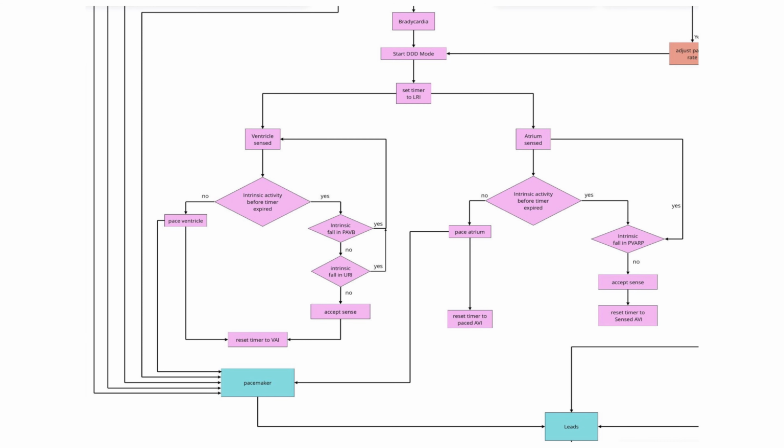The main method in this mode is that it will start with the initial timer that is programmed by the device. For both ventricular and atrial pacing, if they cannot sense any intrinsic activity within the timer period, they will pace the heart. If there is any sensed intrinsic activity within the timer period, it will consider if that sensed event can be accepted or not, using different criteria for ventricular and atrial pacing as shown in the flowchart. Then, after pacing or accepting the sensed event, the timer will be reset to the different parameters.